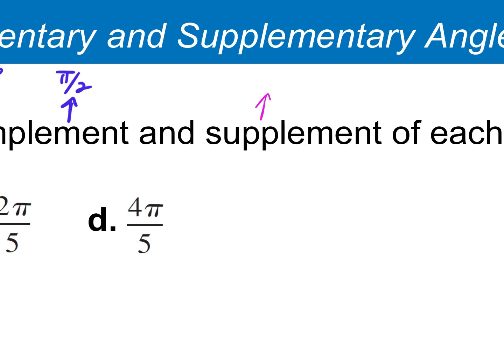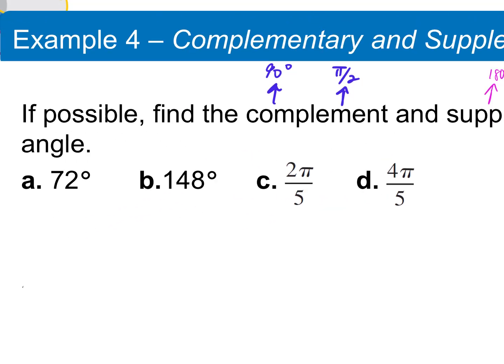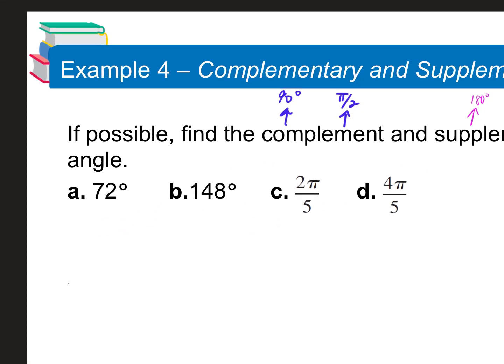Supplement means they add up to 180, or what? 1 pi. Okay, that's the part where you guys are going to forget, the pi part. Now, finding out if something has a supplement or a complement, the order is super important, because the two angles have to add together to be 90 or 180, or pi over 2, or pi.